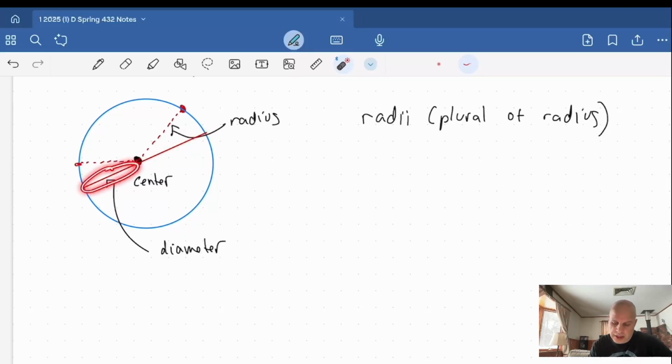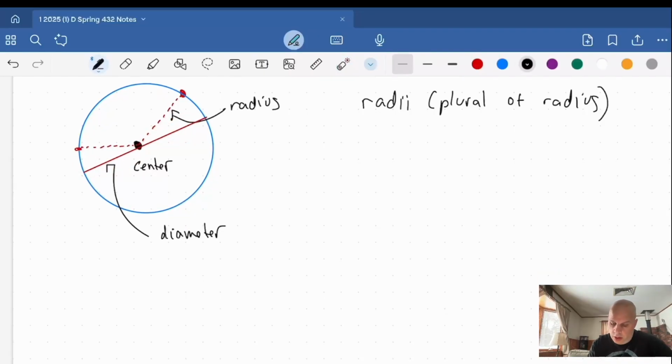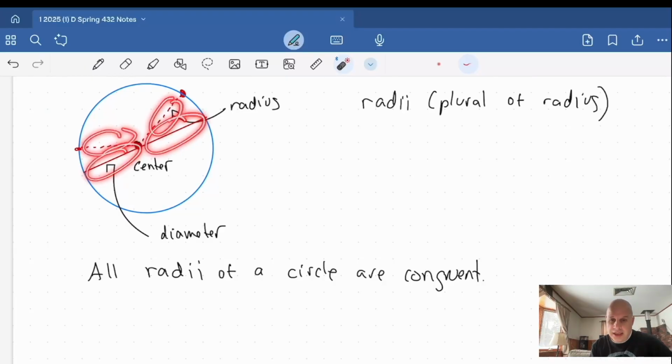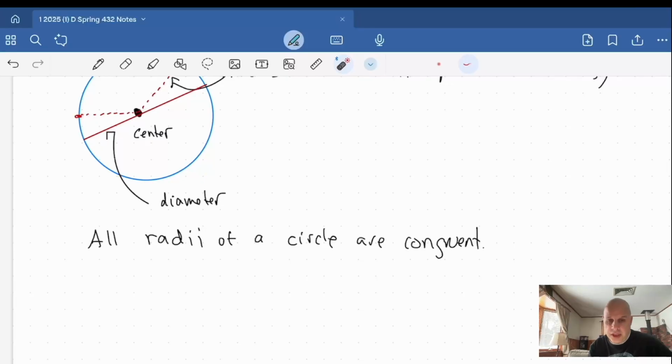So here's one radius, here's the other radius. All radii of a circle are congruent, which makes sense. They represent that equal distance from the center to the circle. All of these radii need to have the same length. Therefore, they are all congruent.